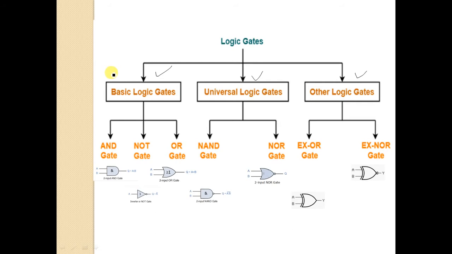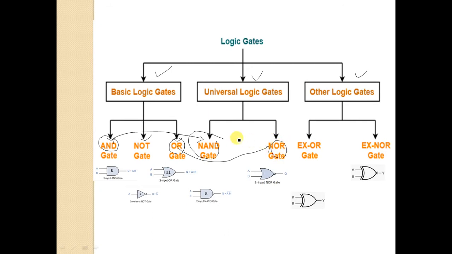First are basic gates, second are universal gates, and third are other logic gates. They are grouped in these three categories. We have gates which are basically only three types: AND gate, NOT gate and OR gate. Using AND gate we can make NAND gate, and using OR gate we can make NOR gate. These two gates are universal gates.